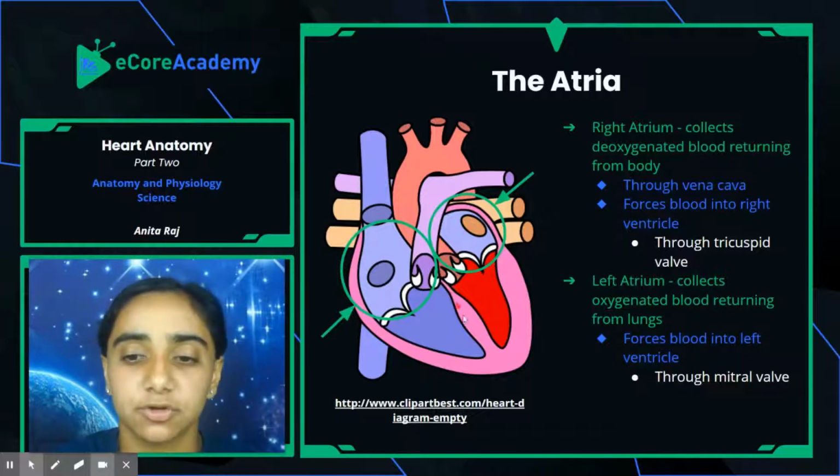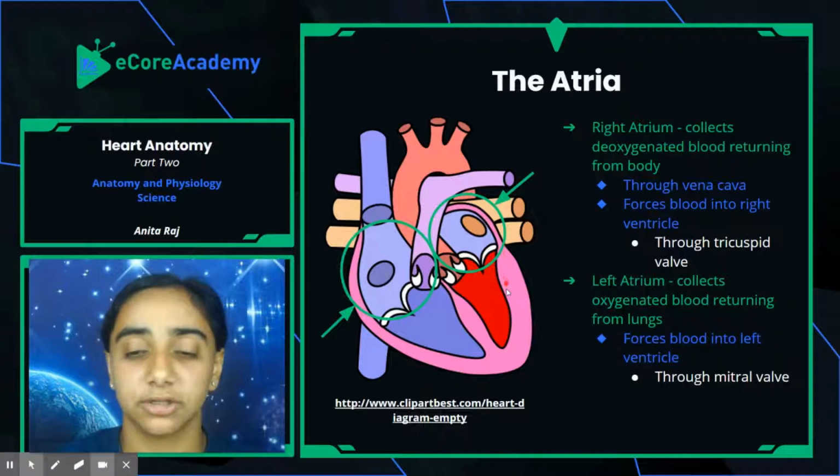Again, your left ventricle is this red chamber right here. It is the fourth and final chamber of your heart. We're going to be going over it along with the right ventricle later on. So, like I said, the left atrium forces blood into your left ventricle. And this is done through the mitral valve.